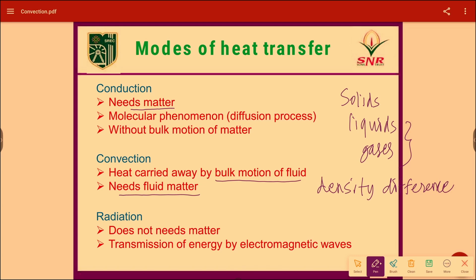The next mode of heat transfer is radiation. Compared to conduction or convection, the radiation mode of heat transfer does not require any matter. It happens in the form of electromagnetic waves. An example of radiation is the heat we receive from the sun. We all know that the sun is at a very high temperature, whereas our human body is at a low temperature. In between there is no medium, but still we receive the heat from the sun. Therefore, the heat we receive from the sun is a classic example of radiation.